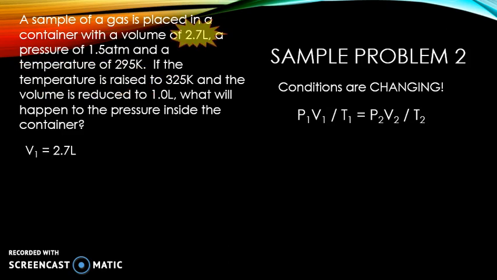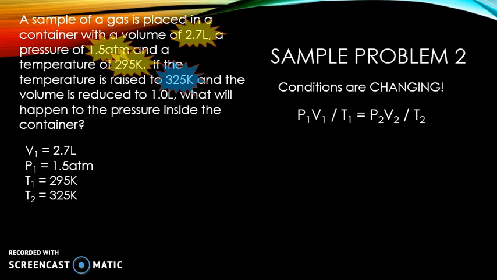First number I see is 2.7 liters. That's the first volume that I see, so that's going to be V1. 1.5 atm, that's my first pressure, and 295 Kelvin is my first temperature. Then after it mentions that temperature is raised, those conditions were changed, then we can start defining our second set of variables, our 2s. T2 is 325 Kelvin, V2 is 1.0 liters, and then finally the problem asks me to solve for pressure, so that must be my P2. Since it's undefined, I'm going to allow that to go in as X.